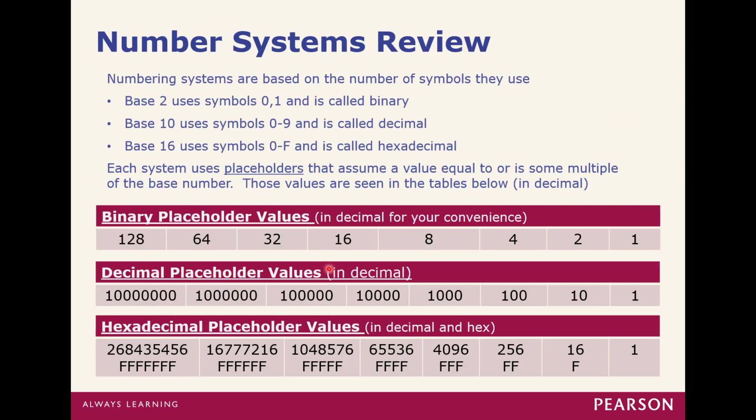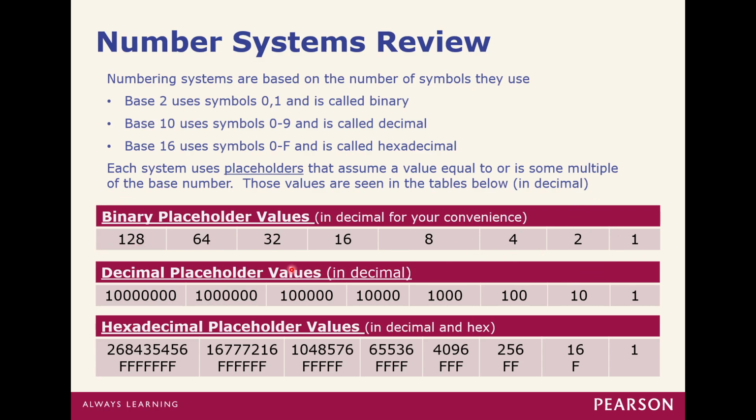Base number 2 uses symbols 0 and 1, called binary. Base 10 uses symbols 0 to 9, called decimal. Base 16 uses symbols 0 to 9 and A to F, called hexadecimal. As I mentioned before, we start from the right. Here we have 1, 2, 4, 8, 16, 32, 64, and 128. If we add all of these, we have 255.